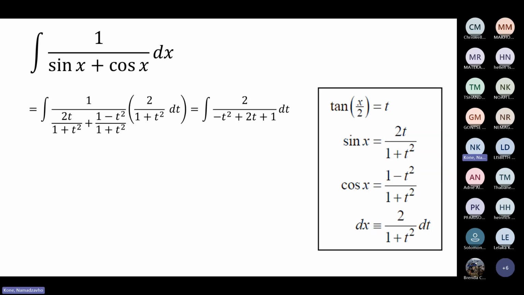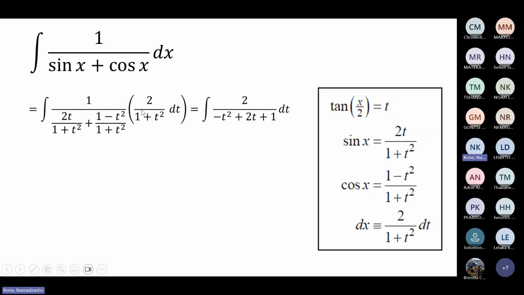Let's check. First is straightforward substitution. In place of sine x, we put its equivalent 2t over 1 plus t squared, which is that one. In place of cos x, we put that one. In place of dx, we put our 2 over 1 plus t squared dt.